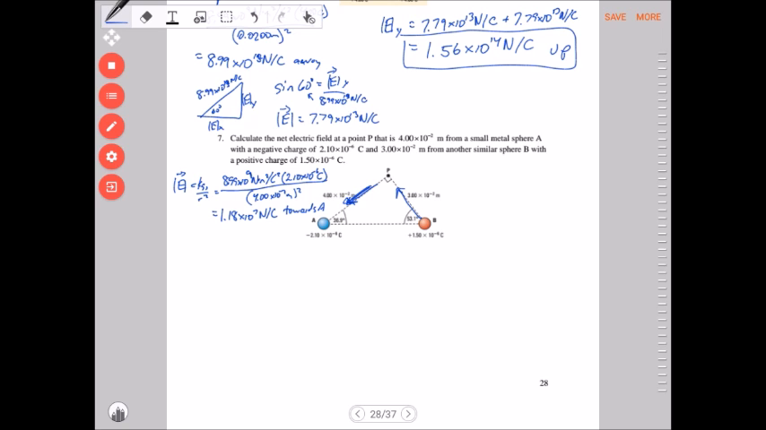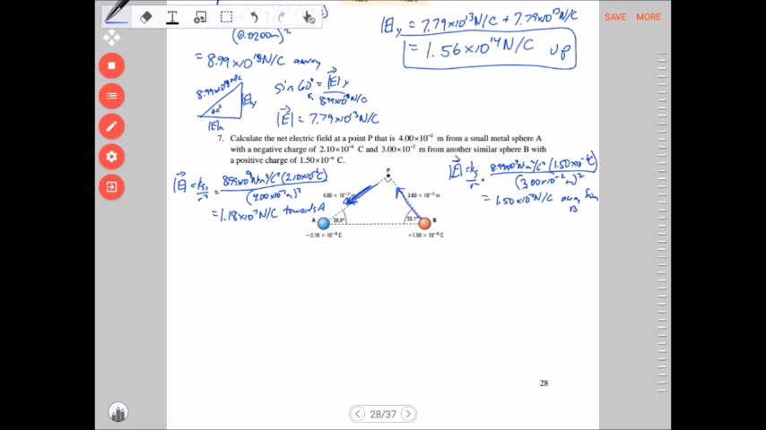It's towards. Okay. So now let's figure out the electric field because of B. The electric field because of B, again, KQ over R squared. So 8.99 times 10 to the 9 newtons meters squared per coulomb squared, times 1.50 times 10 to the negative 6 coulombs, all divided by 3.00 times 10 to the negative 2 meters squared. So this has an electric field of 1.50 times 10 to the 7 newtons per coulomb, and this is away from B.